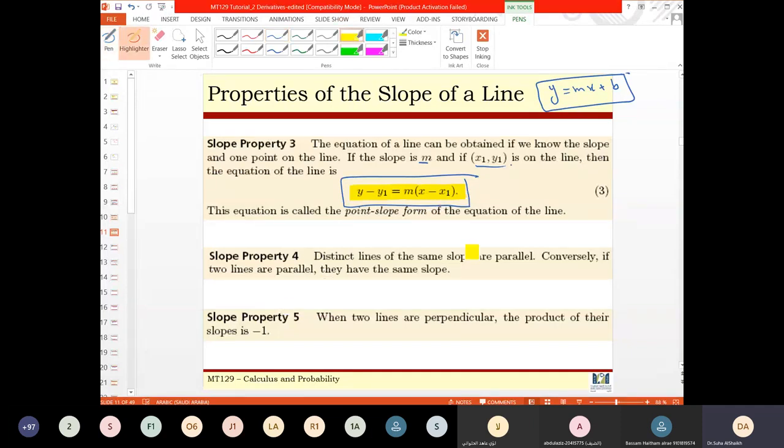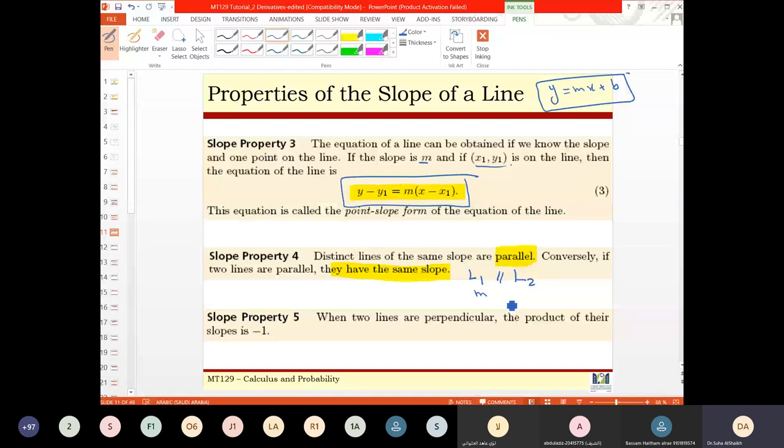Two lines are said to be parallel, يعني متوازيين, if they have the same slope. We mentioned this before. I say line 1 is parallel to line 2 if they have the same slope, إذا كان m1 equal to m2. The slope of the two lines is the same.